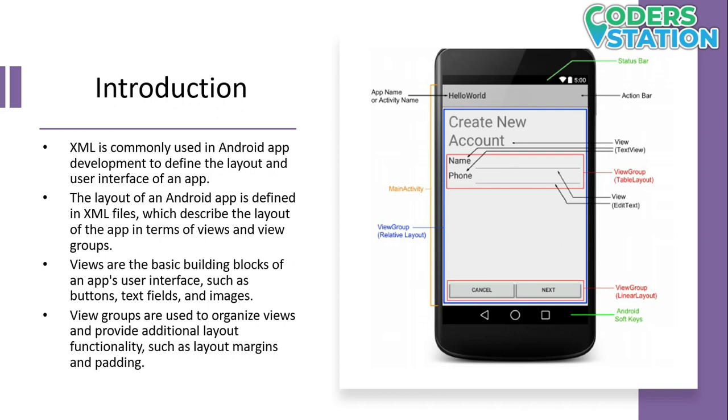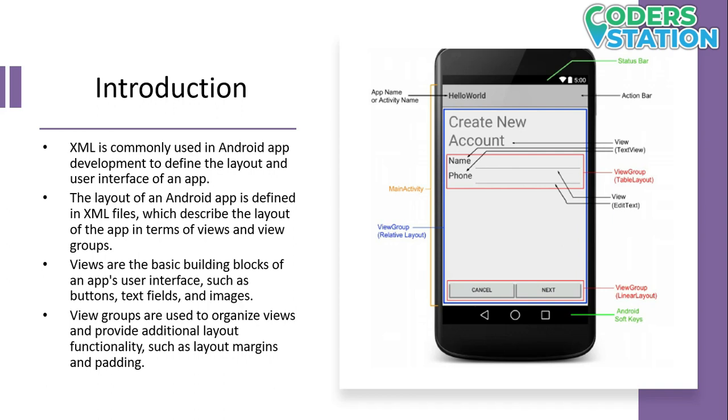So these views can also be grouped. As we can see, this particular name and phone number have been grouped with a table layout, which will provide us with additional functionality if we want to provide margins or padding. At the bottom we can also see that the buttons are there. Buttons are nothing but single views, and these buttons are grouped into a view group. Similarly, whatever the requirement is, it can be designed with the help of XML.